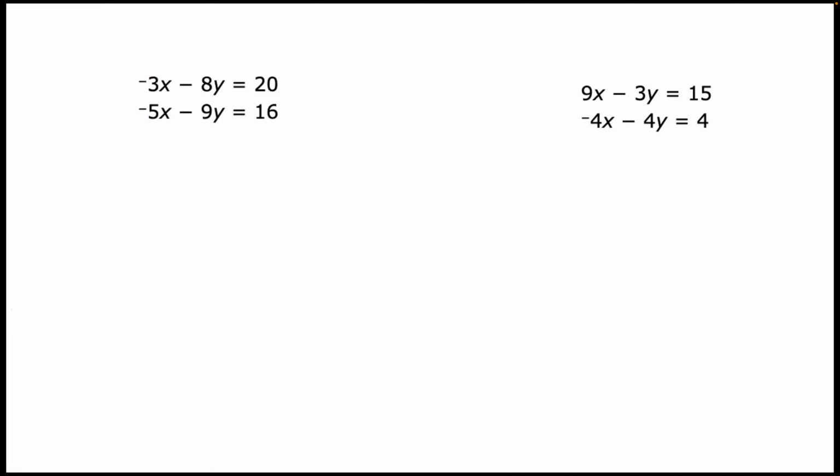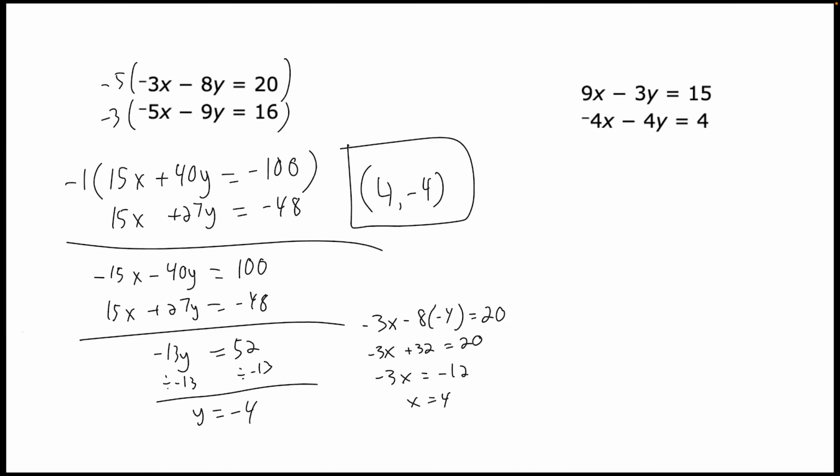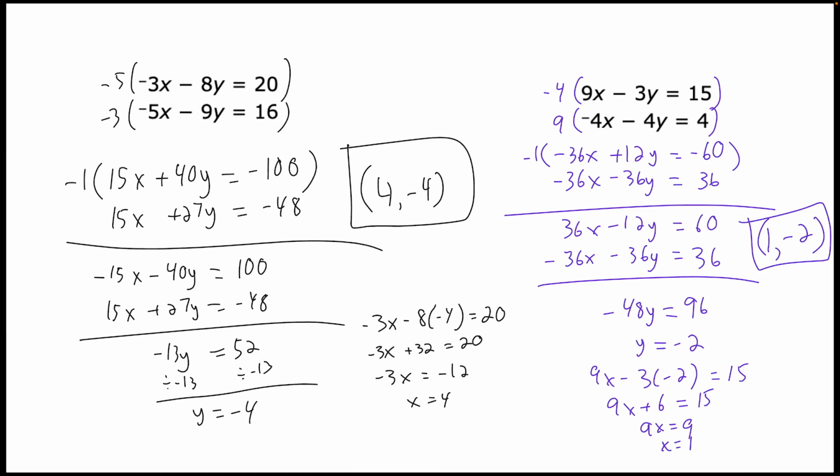Okay, now that you've had time to work these problems, let's check your solutions. All right, for the first problem here is the work. You should have gotten 4, negative 4. And for the second problem, you should have gotten 1, negative 2. Here's the work. All right, last type of problem.